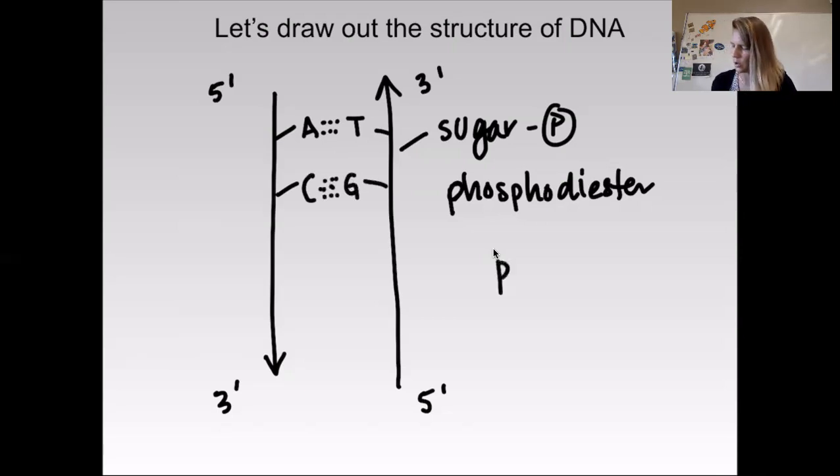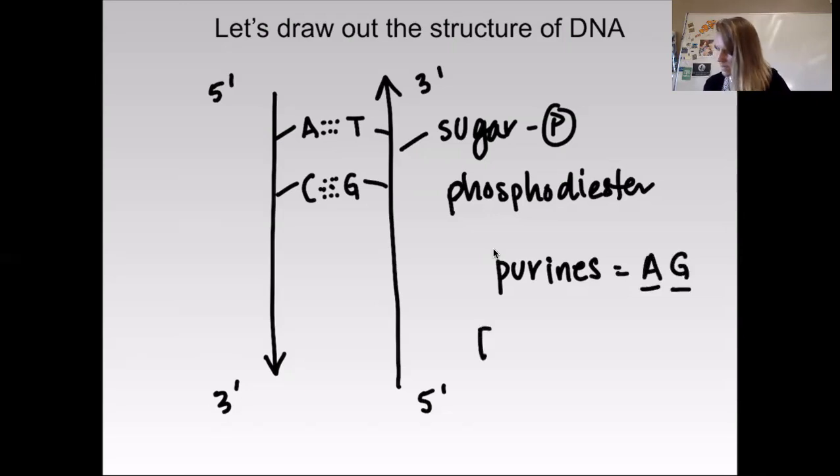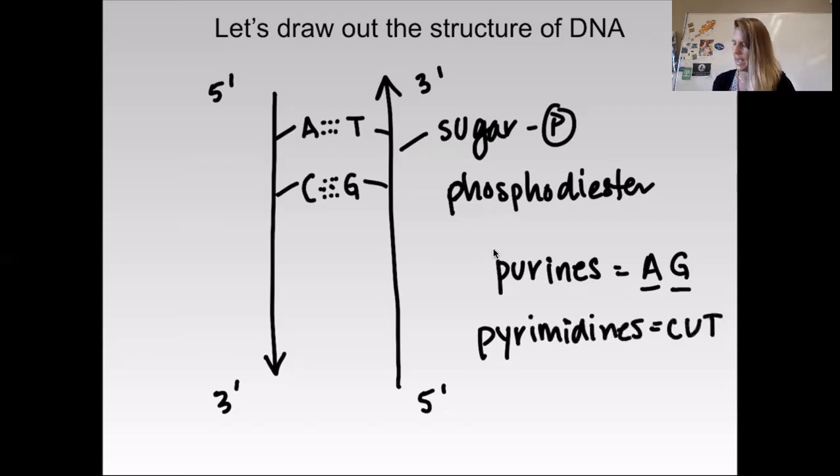Remember which ones are purines. Purines, remember pure as gold, adenine and guanine. Yes, you have to know these names. And then the pyrimidines are cut the pie. So we have cytosine, uracil, and thymine, all right? And remember, uracil and thymine just depends on whether you're talking about DNA, thymine, or RNA, uracil.